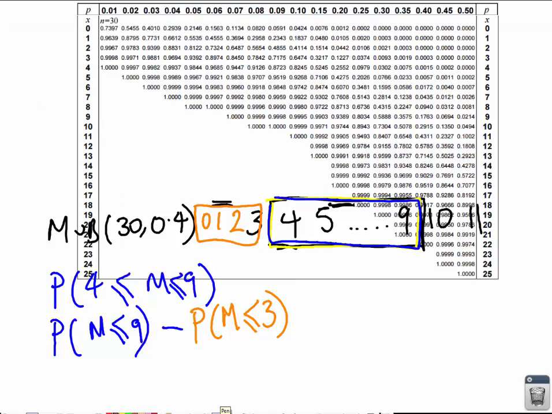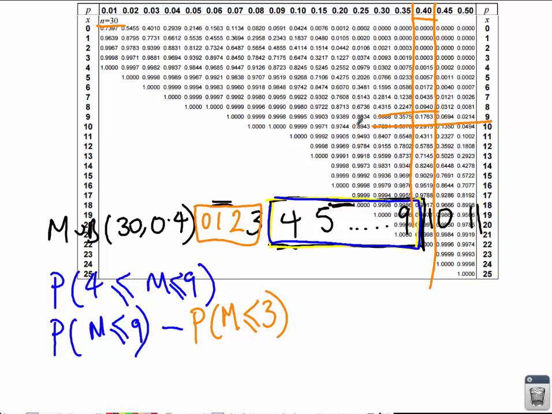N is equal to 30. Again, N is equal to 30 over here. Our probability is 0.4 over here. So again, use rulers, highlight this. Now we need the probabilities for less than or equal to 9 and less than or equal to 3. So look at 9. Here's 9.